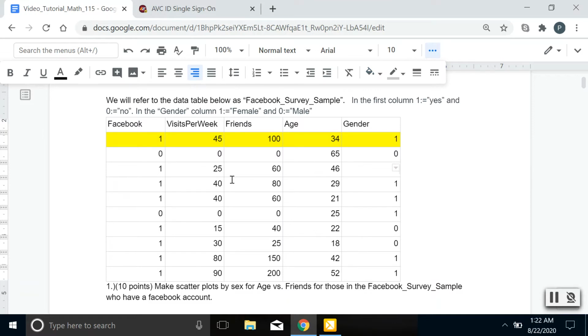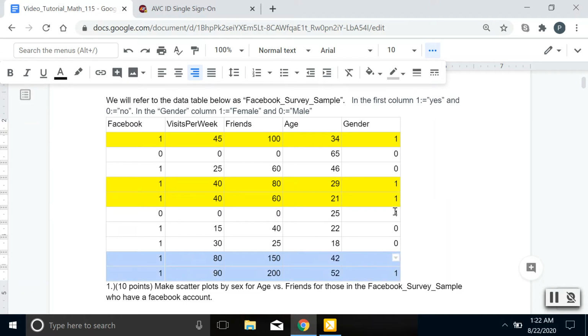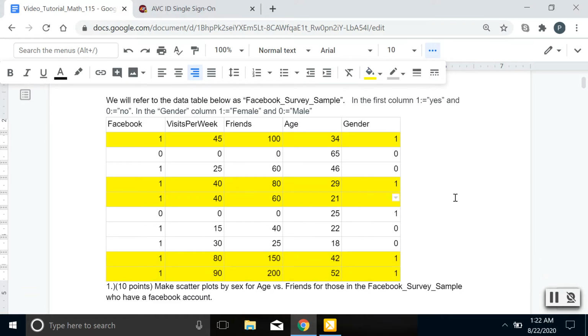Let's see, this is another female here, these two in a row here, put those in yellow also. And then it's male, male. The last two have Facebook and they're female. Let's do those in yellow also. And let's do the men in a different color here.